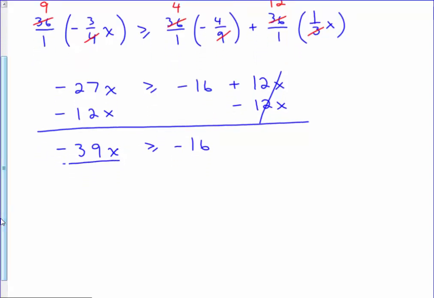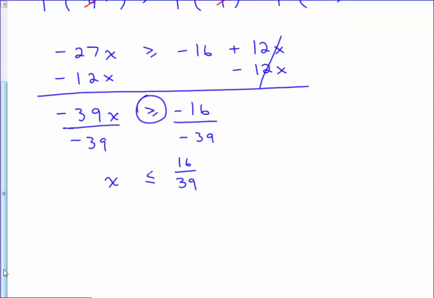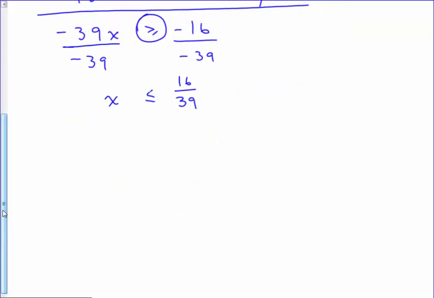Now divide by negative 39. Because we're dividing by a negative number, your inequality symbol has got to switch directions. So we would have x is less than or equal 16 over 39. Check and make sure that 16 over 39 does not reduce. If it is reducible, go ahead and reduce it.